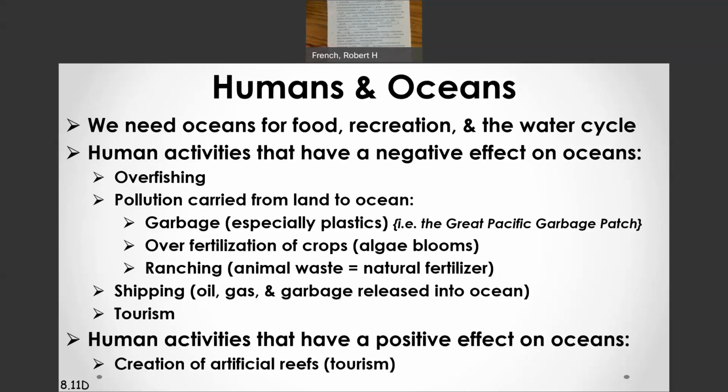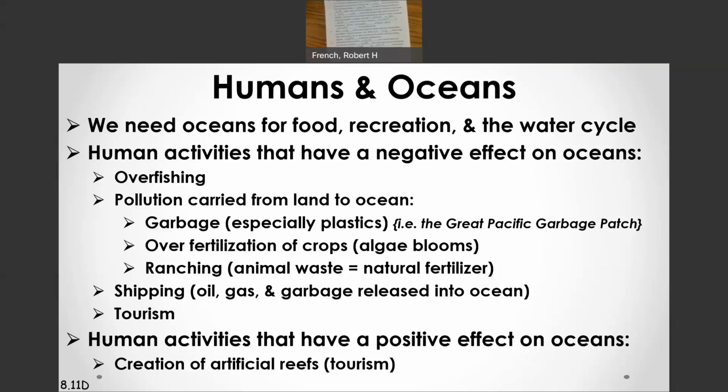Humans also pollute the ocean with, let's just say garbage. Garbage, trash, plastics in particular. And the over-fertilization of crops and runoff of animal waste, which together create, these are called algae blooms. Is that what it's called in there? Yeah, it says right there, algae blooms. ALGAE.